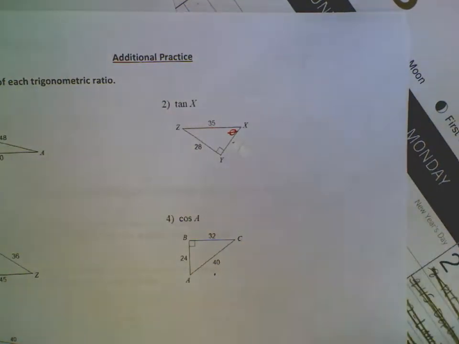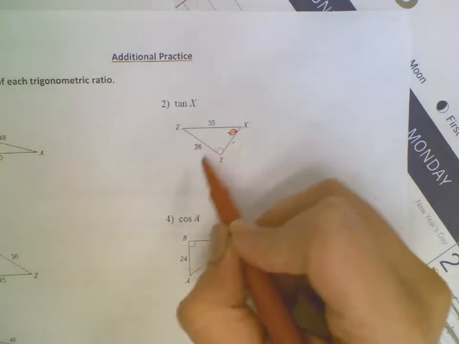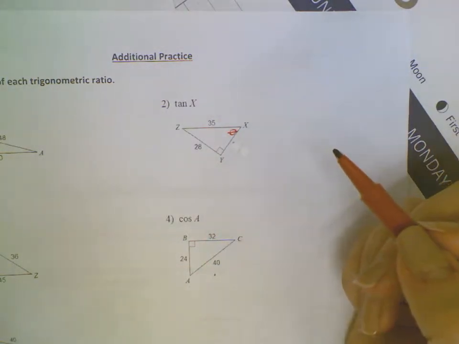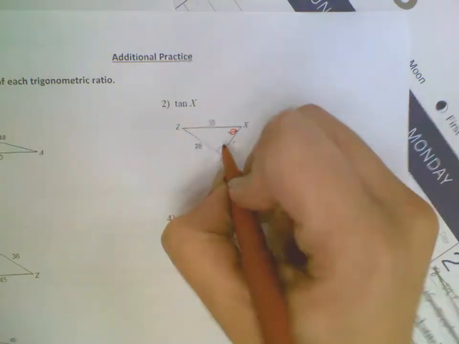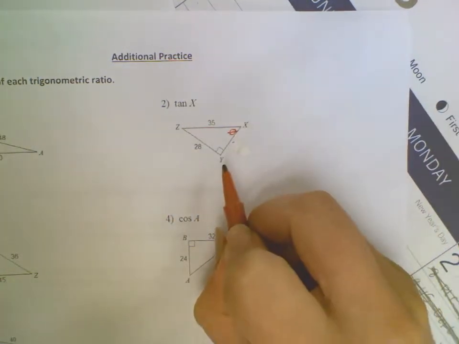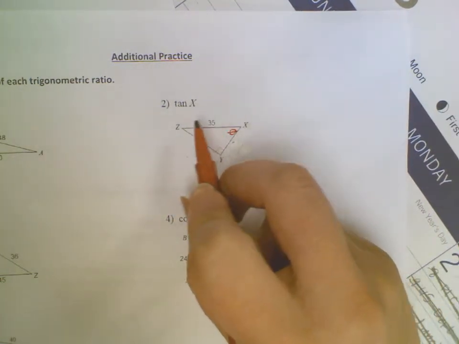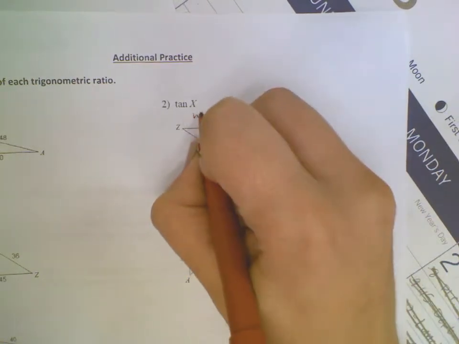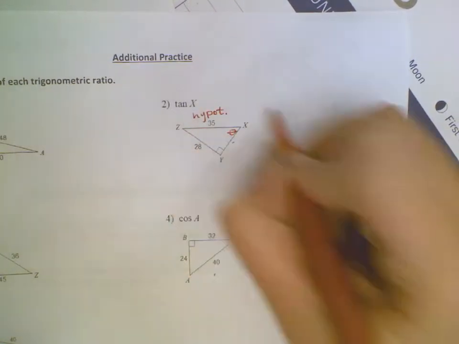So if that 21 wasn't there, then I only had 2 side lengths. First, I need to figure out what those side lengths are. If I have a right angle, if I go across from that right angle, that will give me the hypotenuse. So I know for sure this is the hypotenuse.